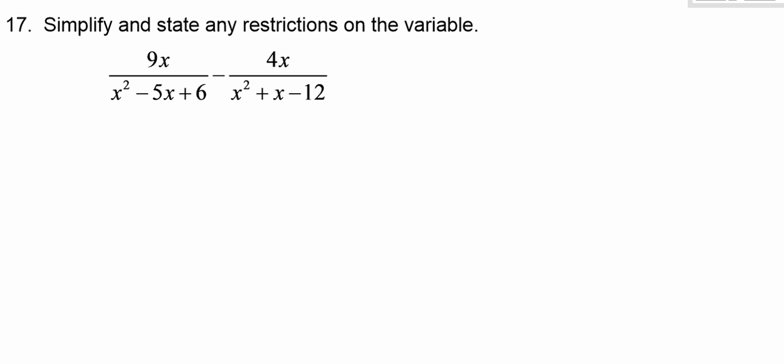So you should always state the restrictions before you simplify, because you don't want to be that person who simplifies away a restriction and therefore loses marks. So why are there restrictions at all? Well, whenever you divide, you're not allowed to divide by 0. So therefore, this expression cannot equal 0. So x squared minus 5x plus 6 can't be 0. And therefore, any value that makes this 0 would be a restriction.